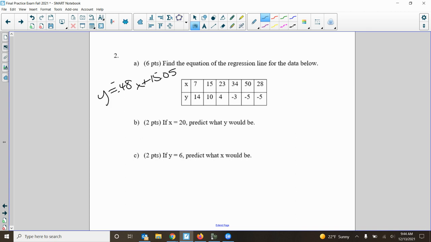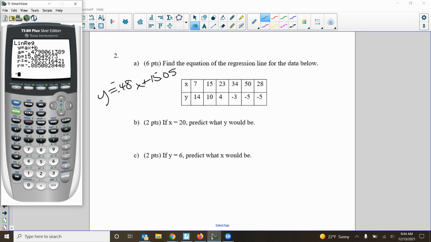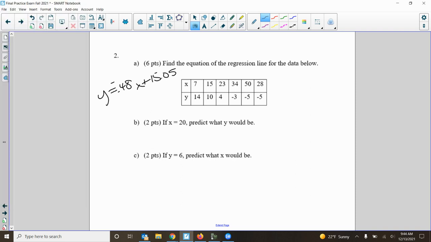And then it says if X is 20, predict Y. Well, all we do is plug in 20 for X. So negative 0.48 times 20 plus 15.05. I get 5.45.